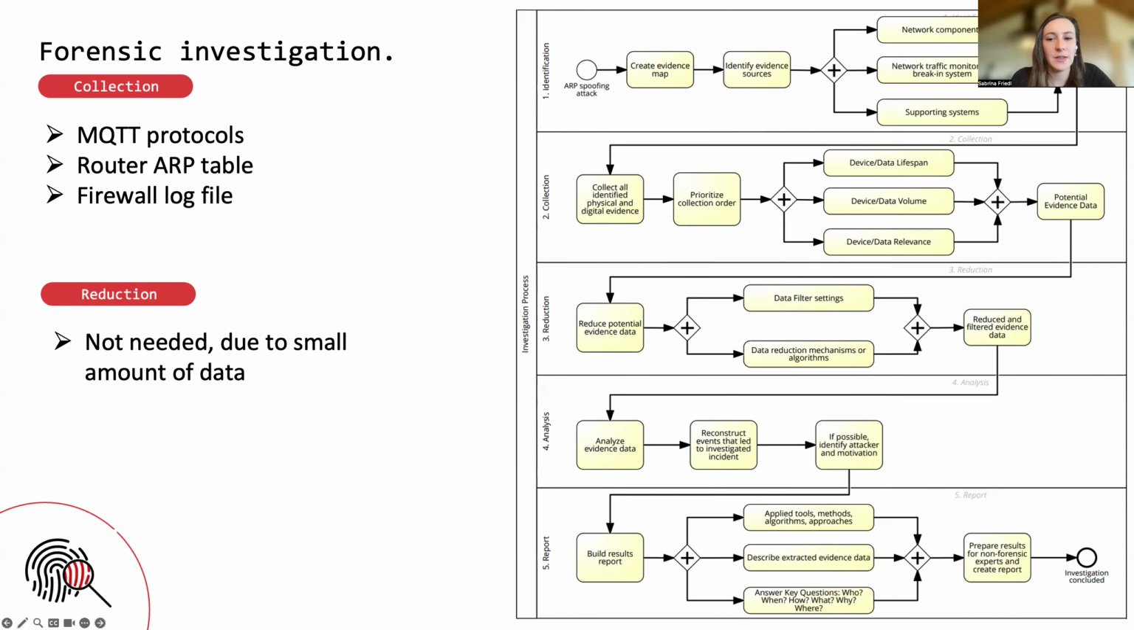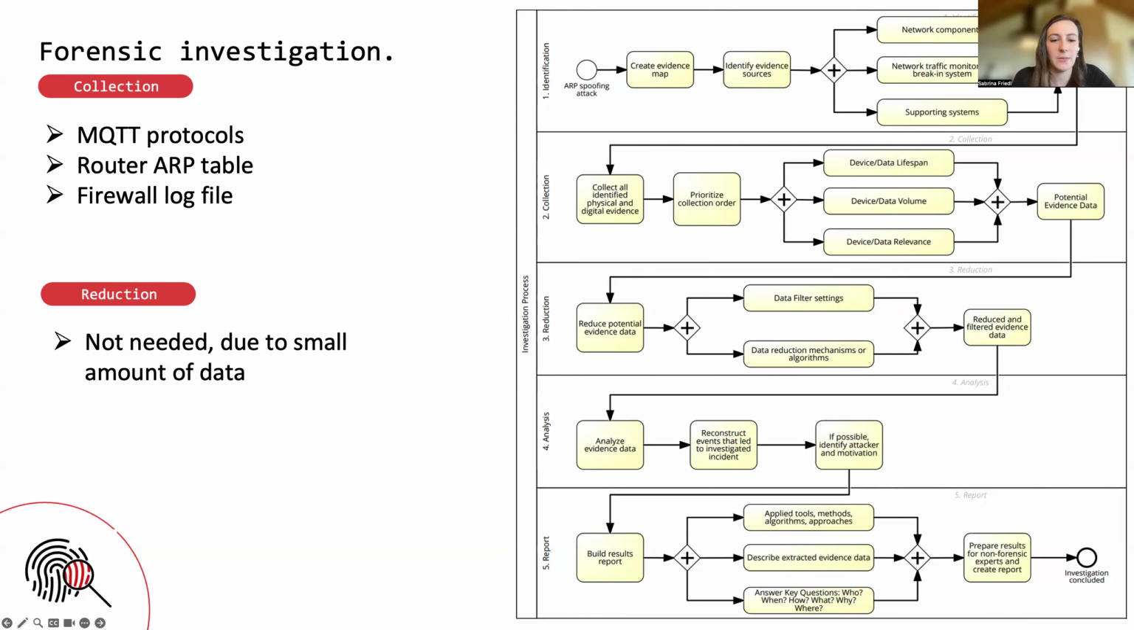The collection phase is done simultaneously with identifying the devices, sensors, and communication in the network, which leads to possible evidence data like MQTT protocols, router ARP tables, and firewall log files. The next phase is the data reduction phase. In our case, it is not needed due to the small amount of data. But in a real case IoT environment, this step is probably needed.